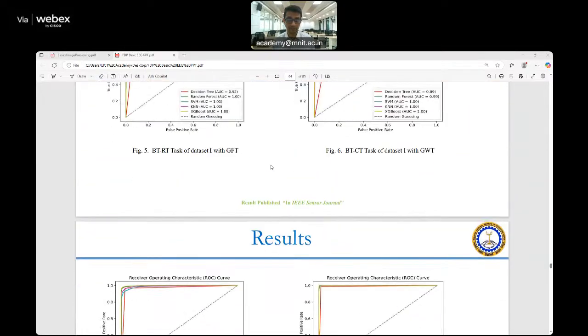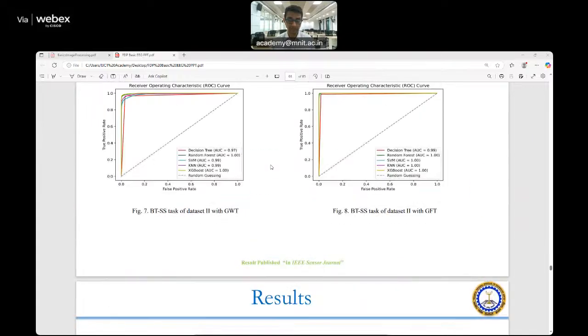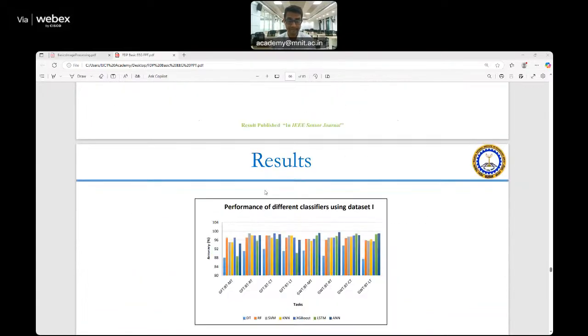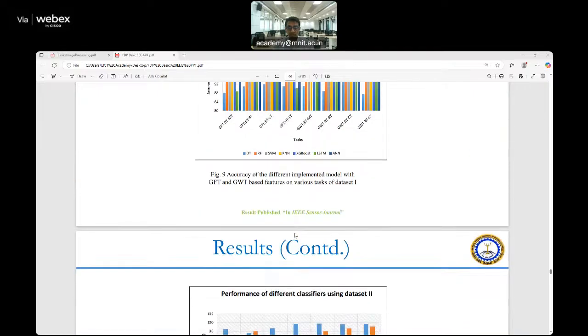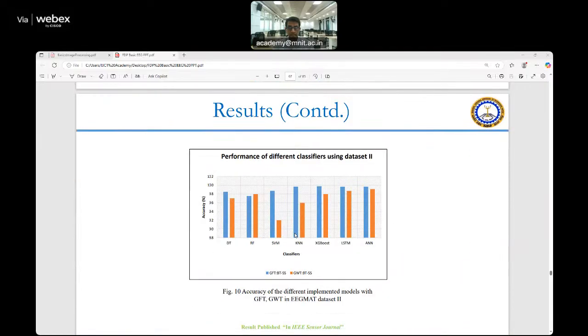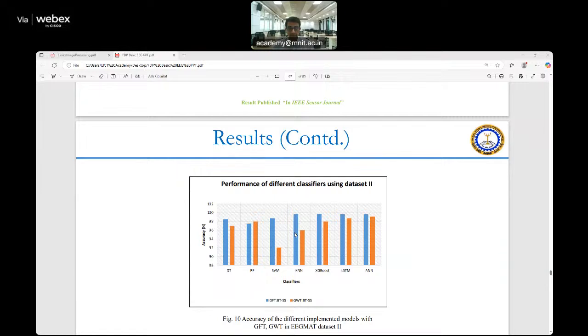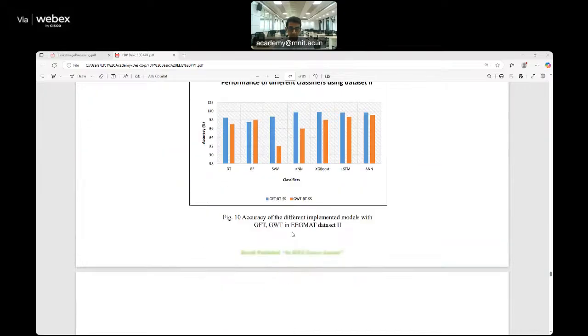This paper has been written in the IEEE Sensors Journal. These are the results showing the accuracy obtained here with the classifiers using the data set.